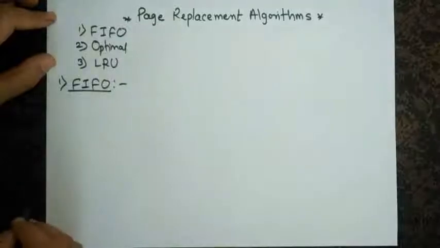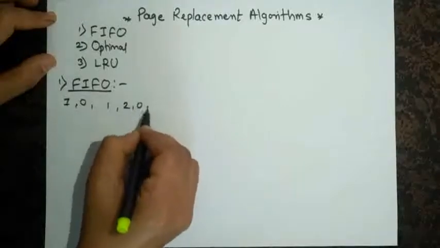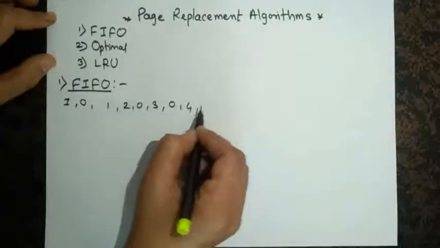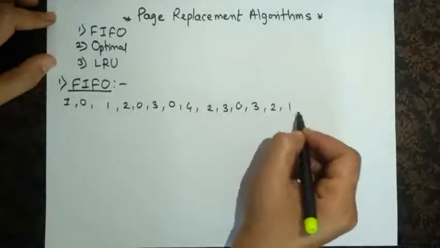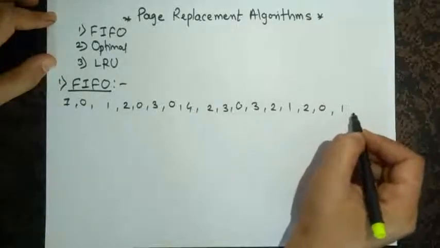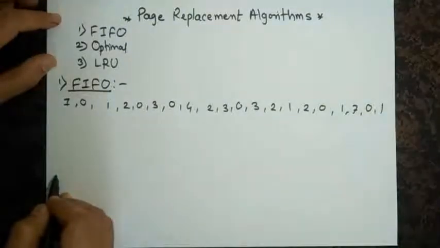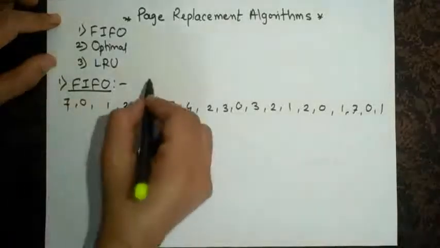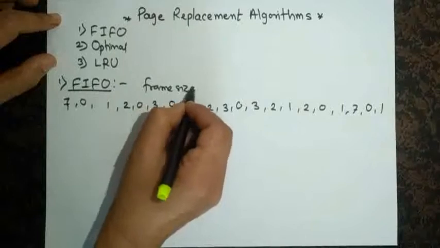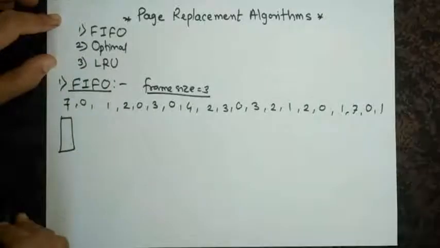A reference string is given. For this example, this is our reference string. Now we want to put these pages in the frame area. So we have given a frame size equal to 3. So 3 memory locations are available for these pages, and I want to put these pages in this frame.